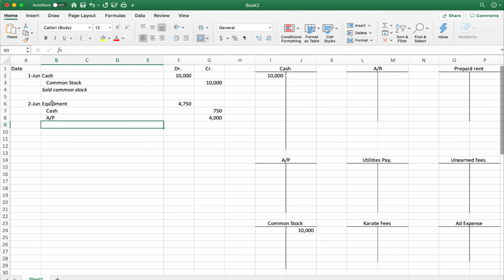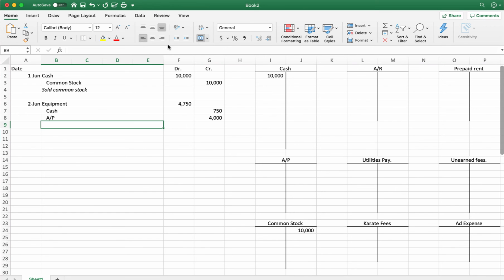Remember, all debits have to go first, all credits have to go second, and we need to indent our credits. This is proper form. Okay. If we put cash, equipment, and then accounts payable, right? So we'd have a credit, a debit, and a credit. That's incorrect. It has to look like this. All debits first, all credits second.